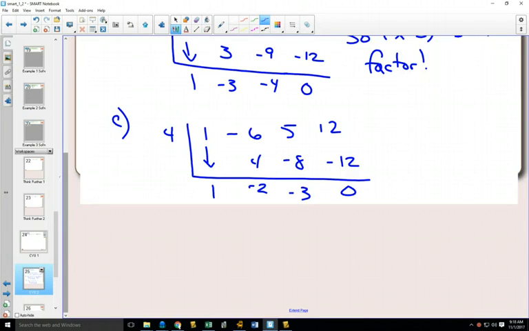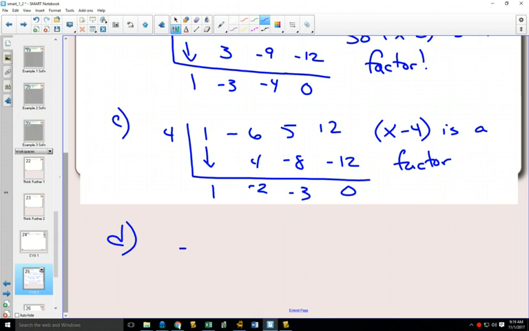Are these all going to be factors? That's what we hope, because I seem to get so excited every time we find one. So x minus 4 is a factor. Seems to be a pattern here.